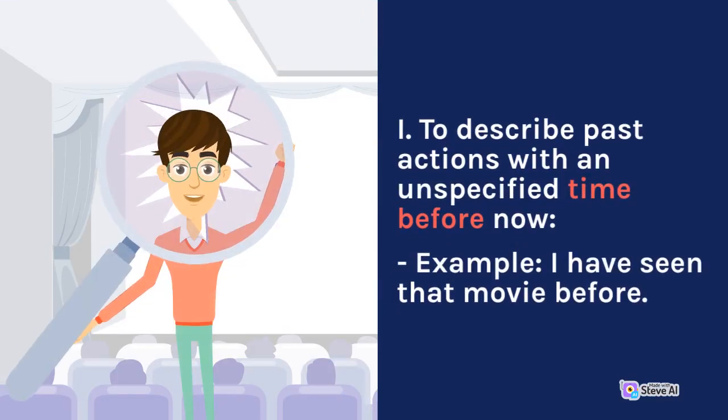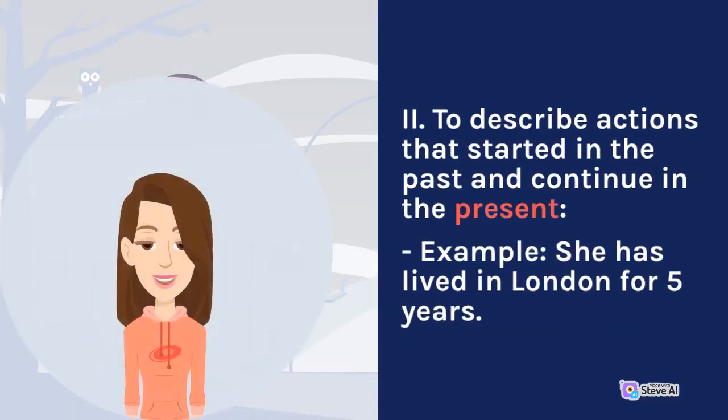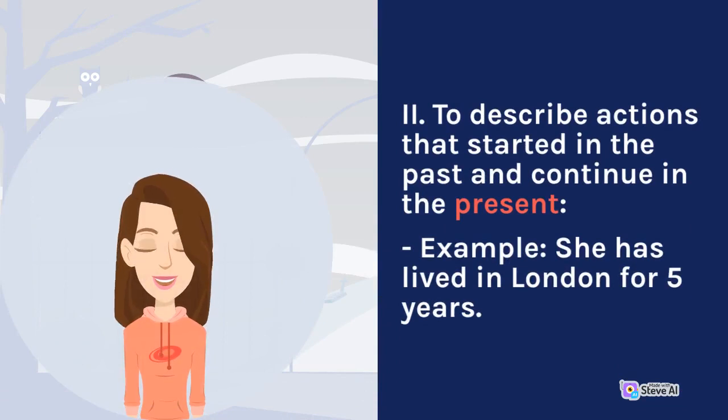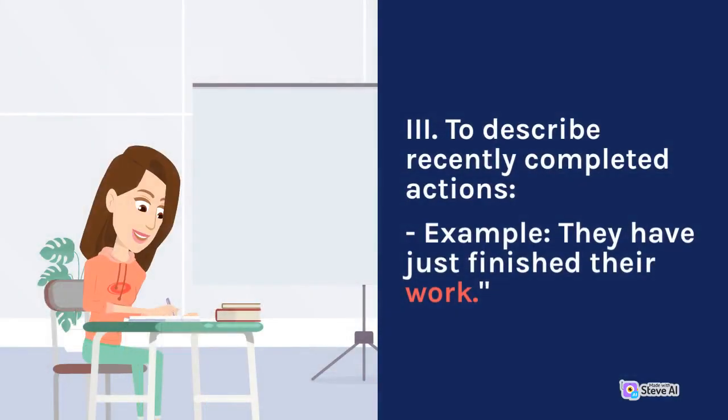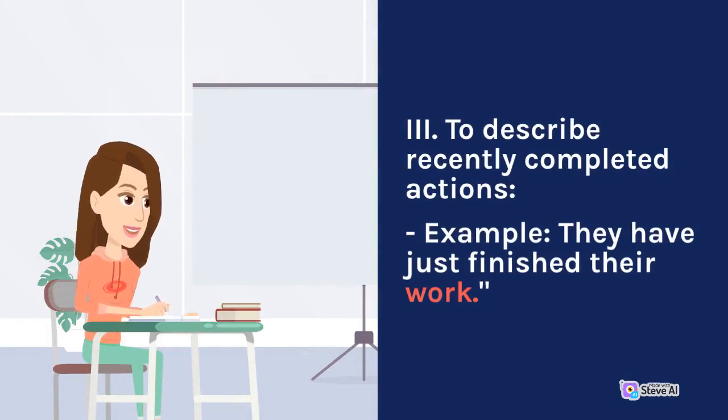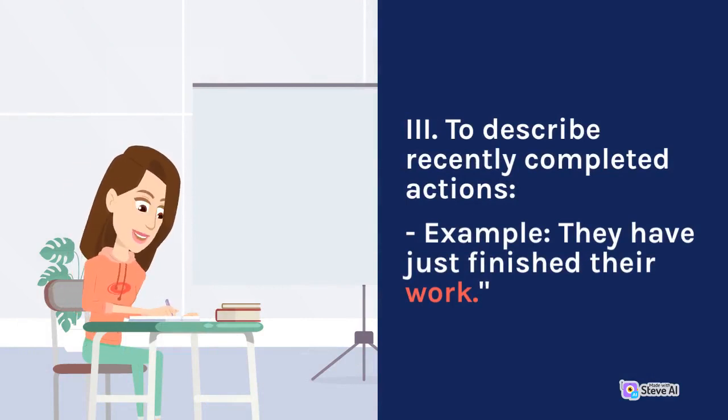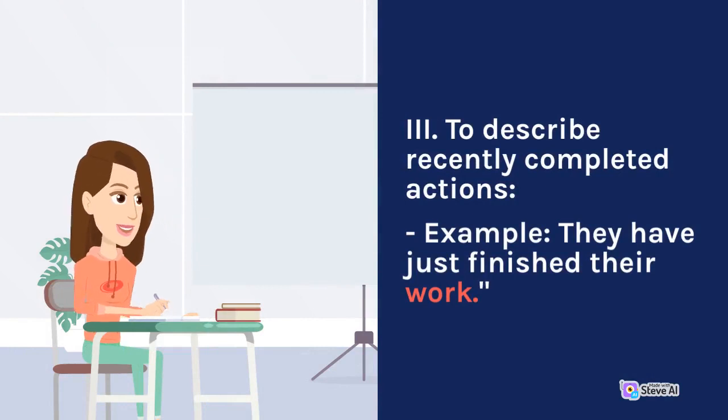1. To describe past actions with an unspecified time before now. Example, I have seen that movie before. 2. To describe actions that started in the past and continue in the present. Example, she has lived in London for 5 years. 3. To describe recently completed actions. Example, they have just finished their work.